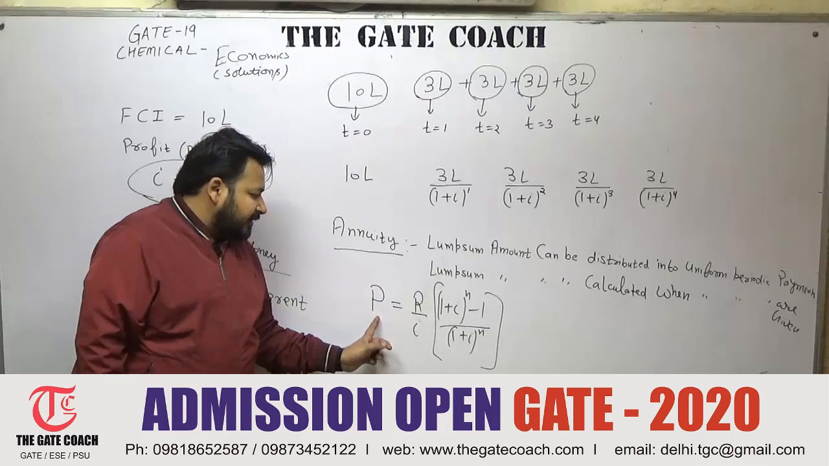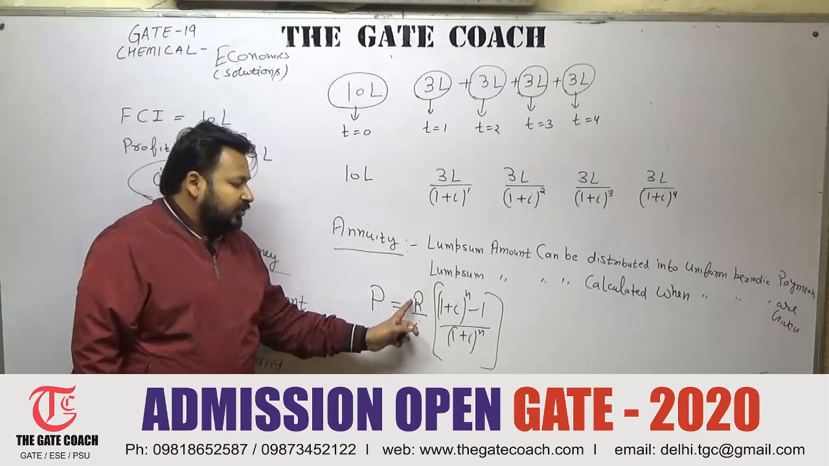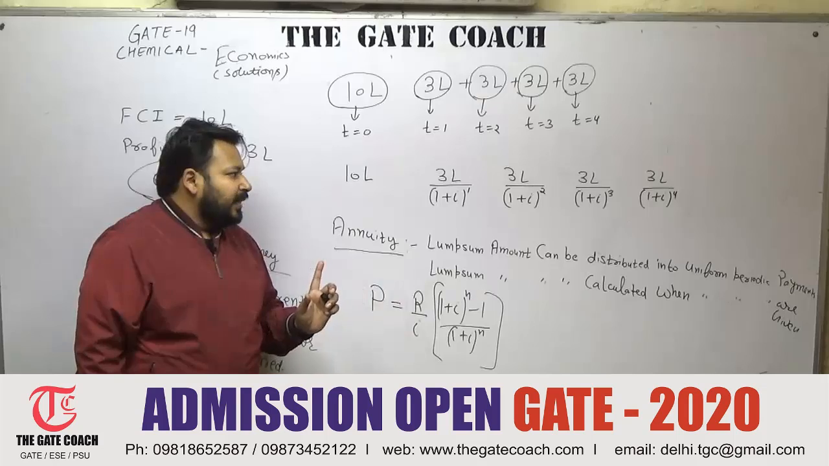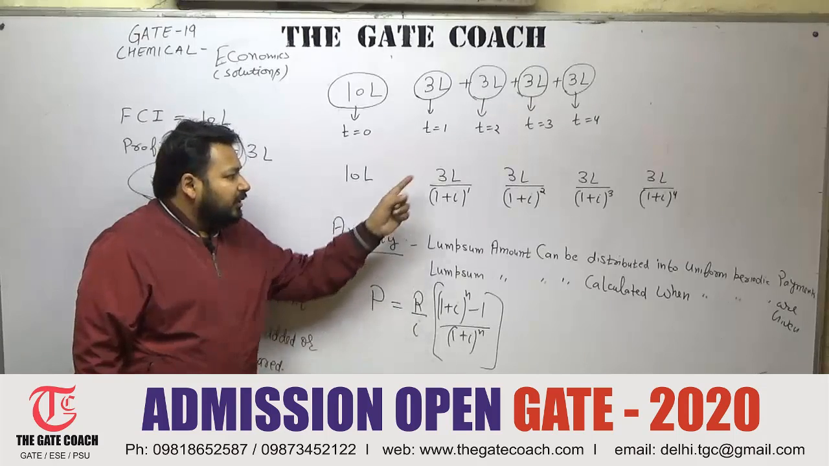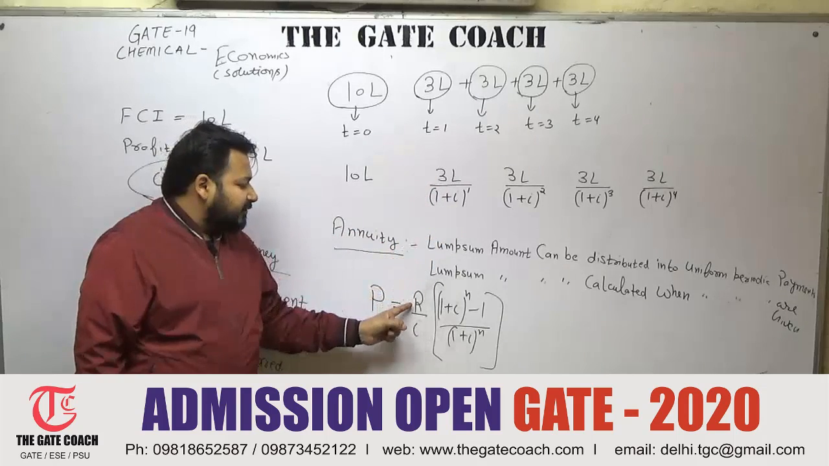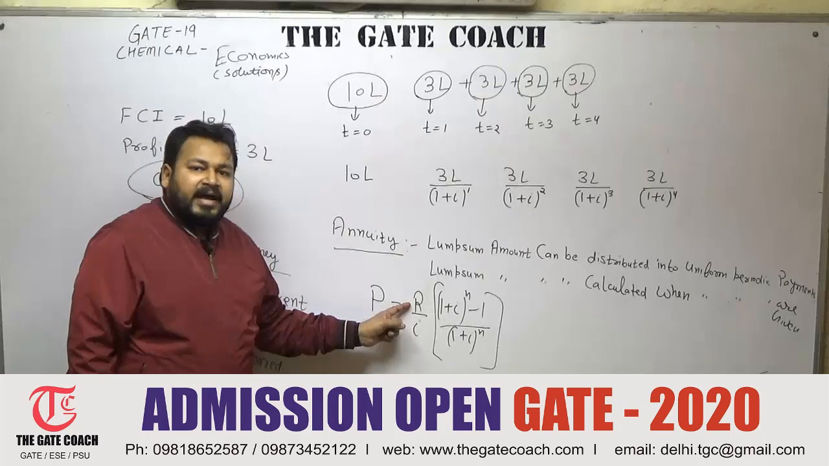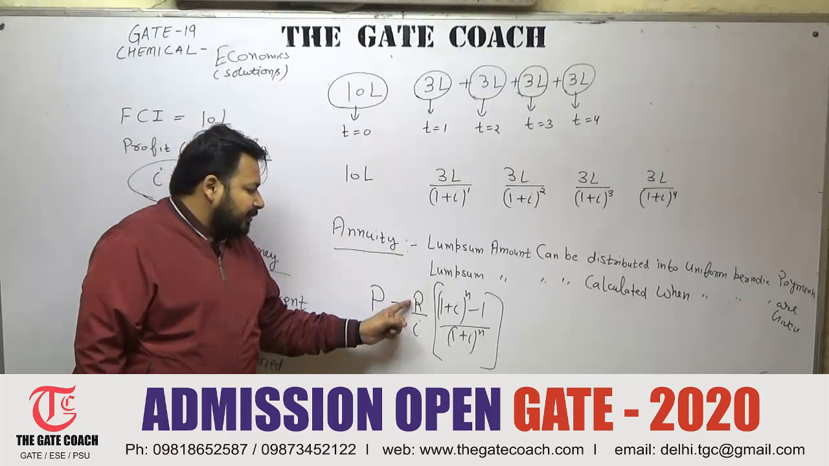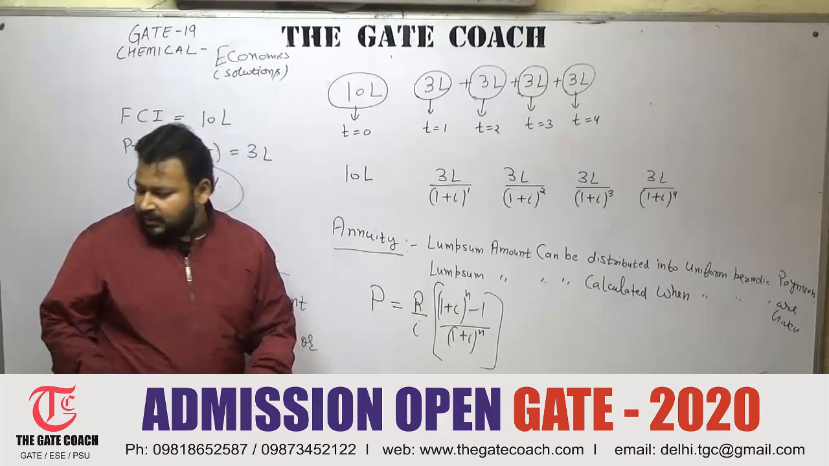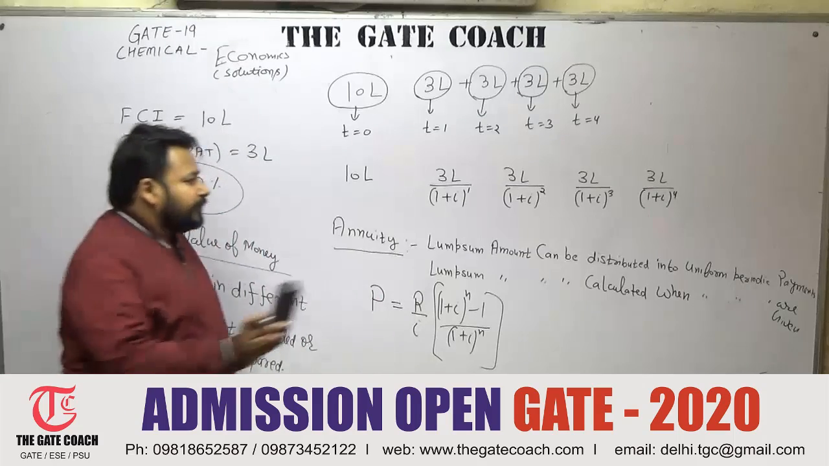If a lump sum is given, then it can be distributed into periodic payments. Now in my given question, the periodic payments are given. That means this value of R is given, and I am interested in calculating the lump sum in the present time. So what will I do?